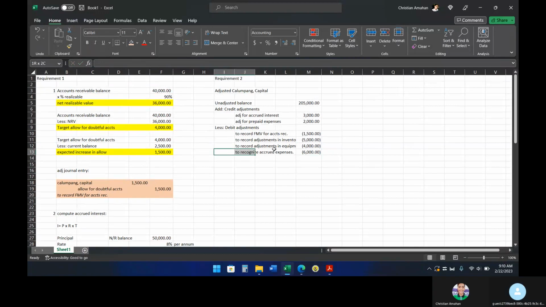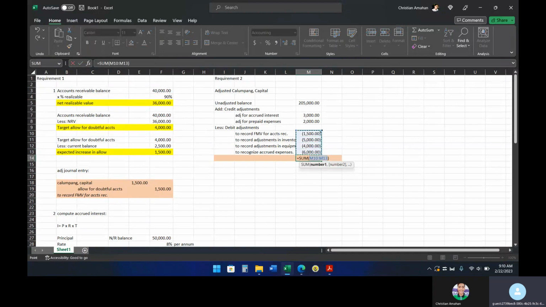Okay? So we will compute the adjusted balance of Kalumpang's capital. The unadjusted balance of 205,000 plus 3,000 plus 2,000 minus 1,500 minus 5,000 minus 4,000 minus 6,000. So the adjusted balance of partner Kalumpang's capital is only 193,500 pesos.